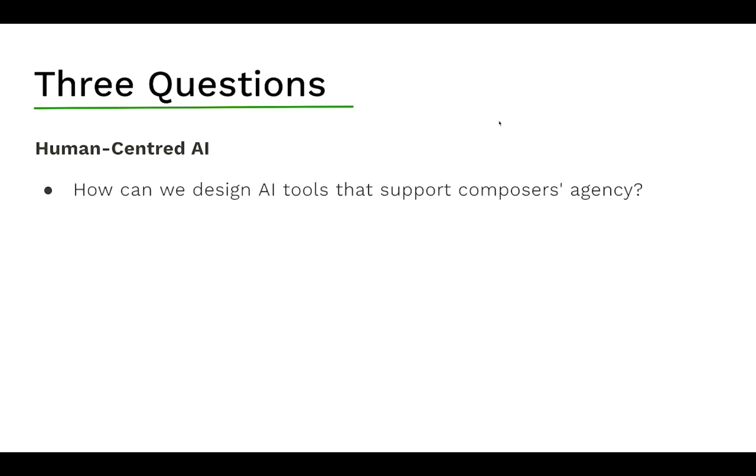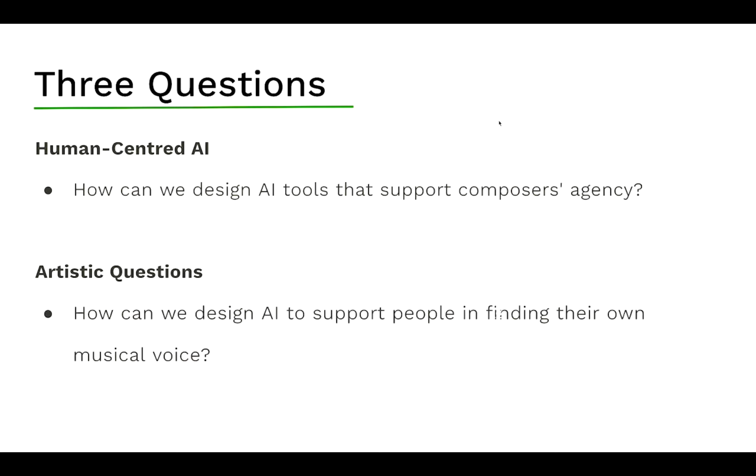Lots of things on that, not a super interesting question. But we also have some more artist-led questions that people might consider. So things like how to design AI to support people in finding their own musical voices. Composers want to have their own stamp on the music they write. And the other thing is, how can we design to support this intuition thing, where a lot of the decisions composers are making are based on in-the-moment, tacit knowledge.